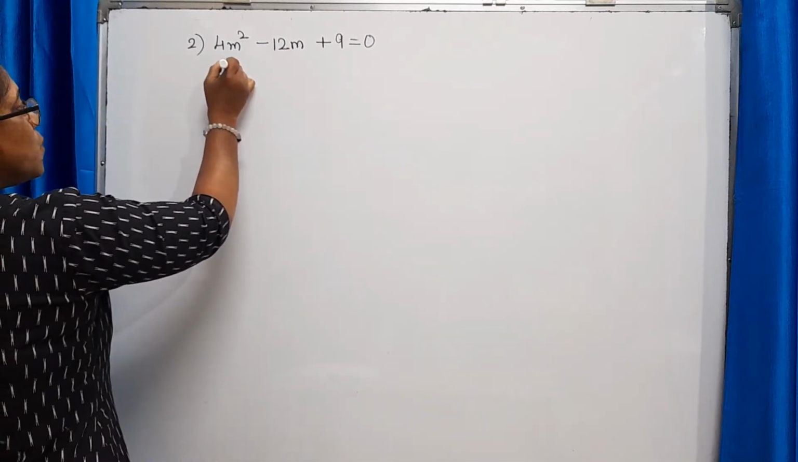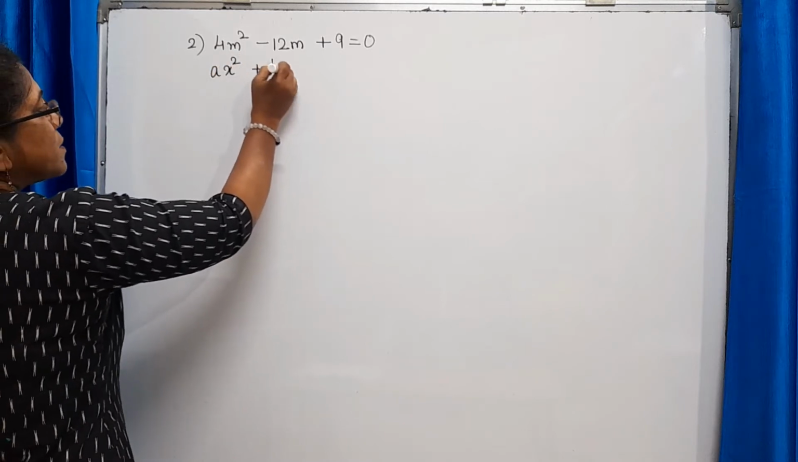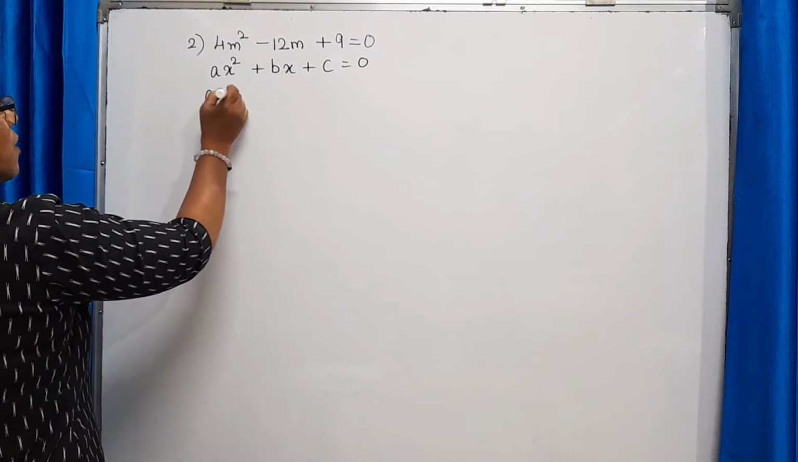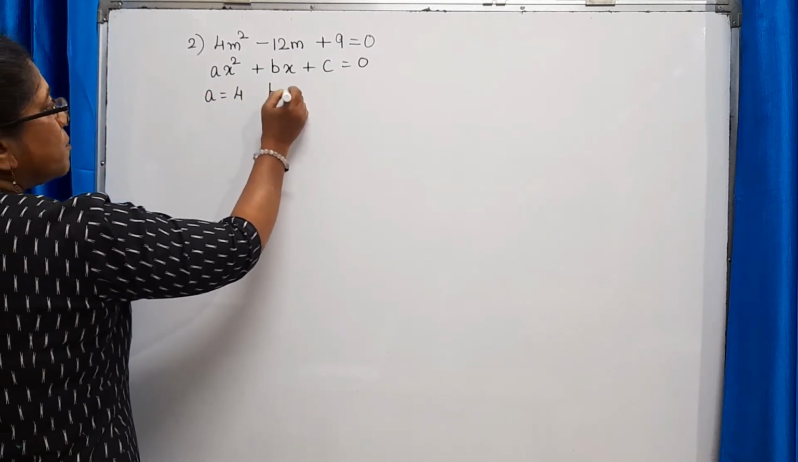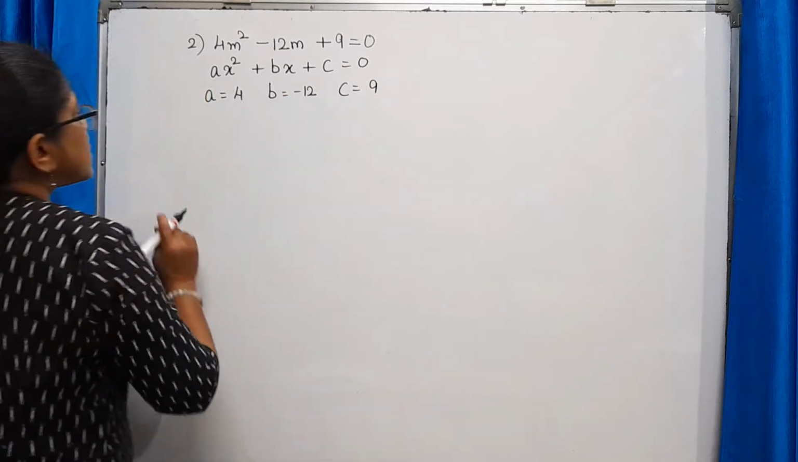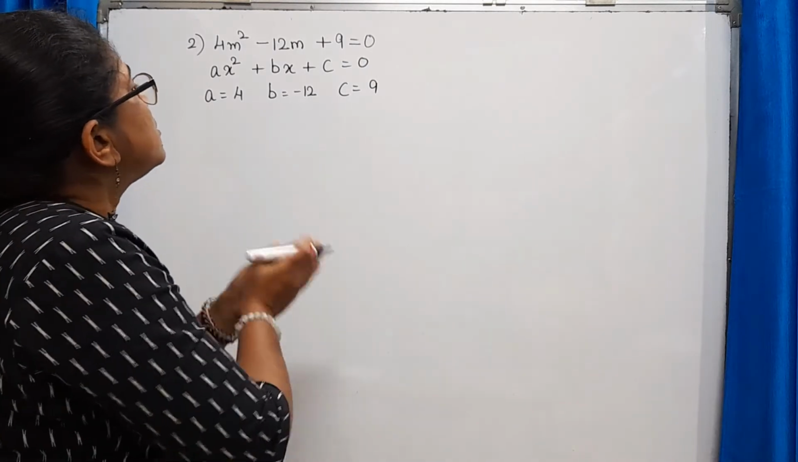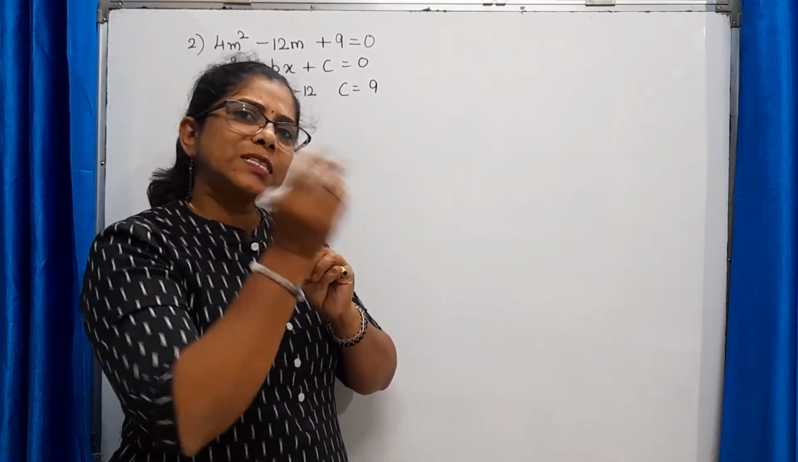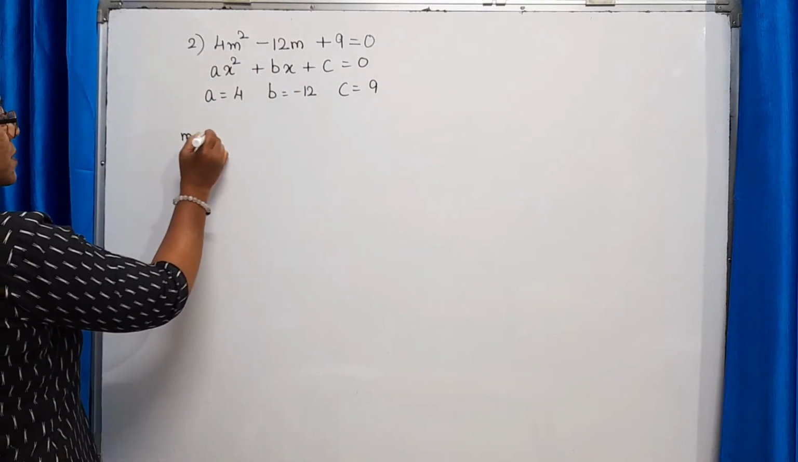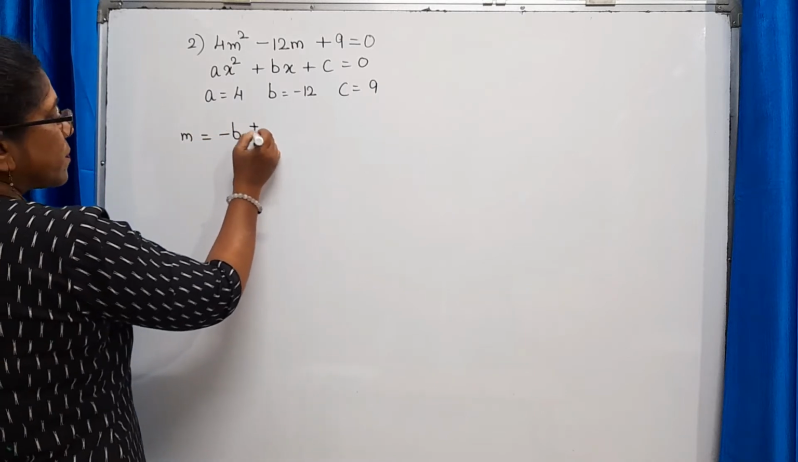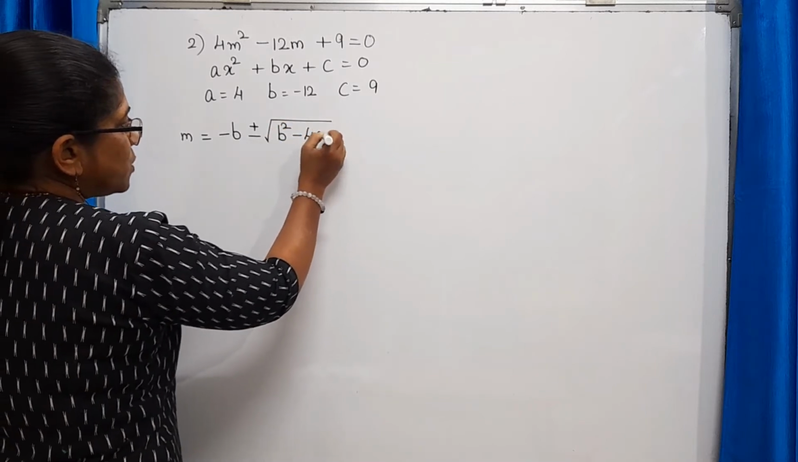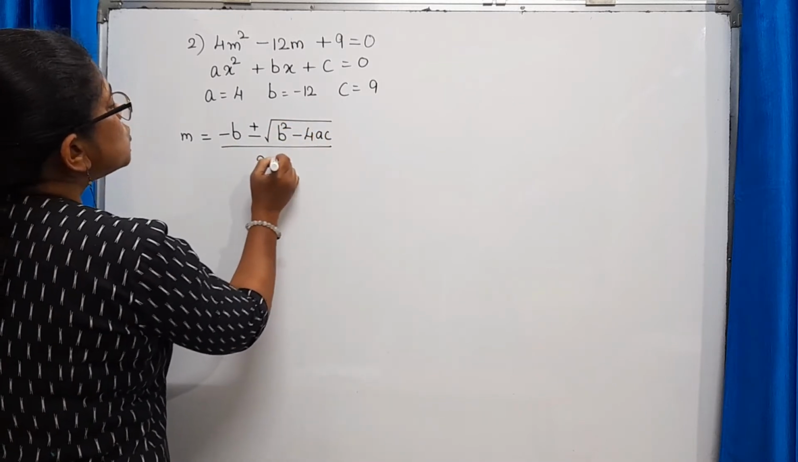Let us compare this with our general form, ax square plus bx plus c is equal to 0. So in this case, the value of a is 4, b is minus 12 and c is 9. Our formula: now in this case, our variable is m, so instead of x is equal to, we will write m is equal to. So m is equal to minus b plus or minus root b square minus 4ac upon 2a.